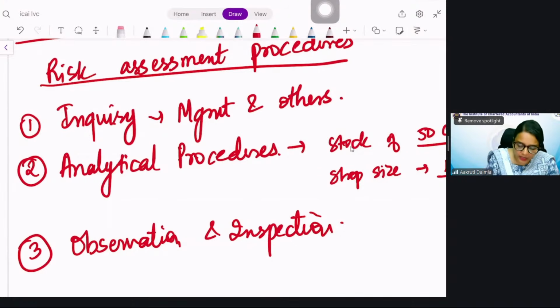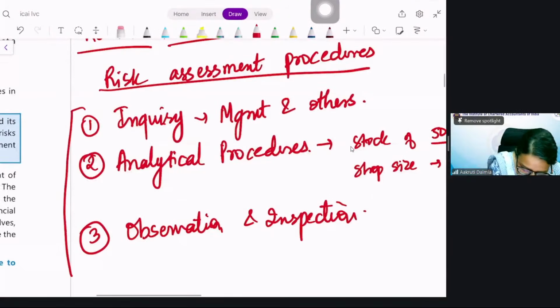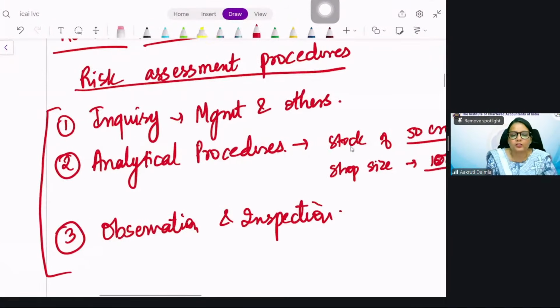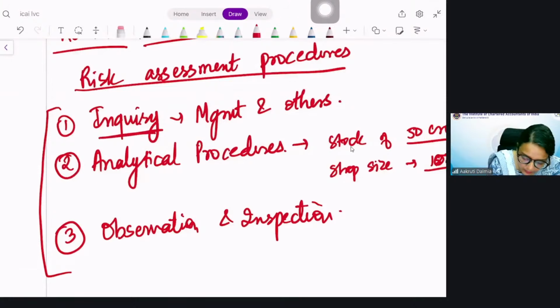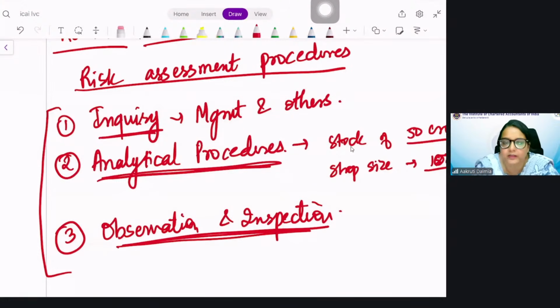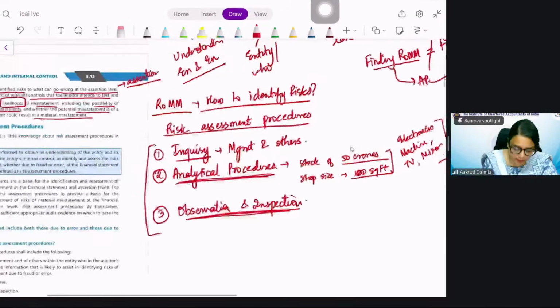Yes. So there are three procedures to identify risk. There are three ways of risk assessment procedure: inquiry, analytical procedure, observation and inspection. Is everyone clear? Okay. We'll do this in detail tomorrow.